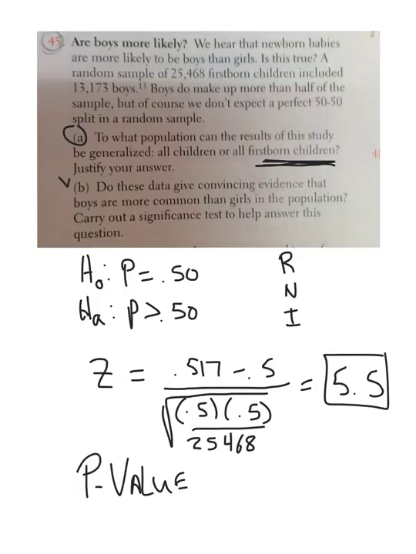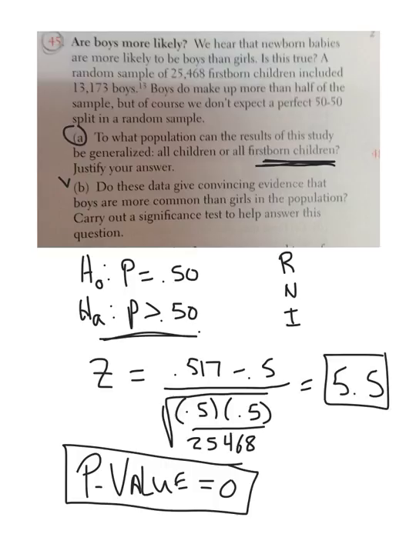Okay. So what do we do with that? Well, we're going to reject the null hypothesis in favor of the alternative hypothesis, and we're going to conclude that, yes, it appears that firstborn children have a much higher probability of being boys than girls. There you go.